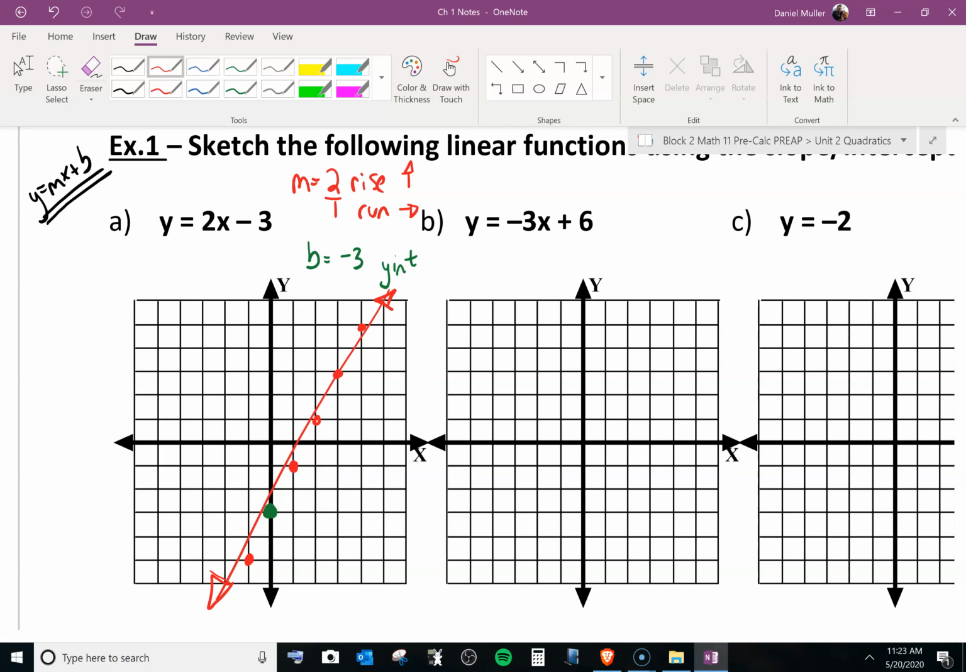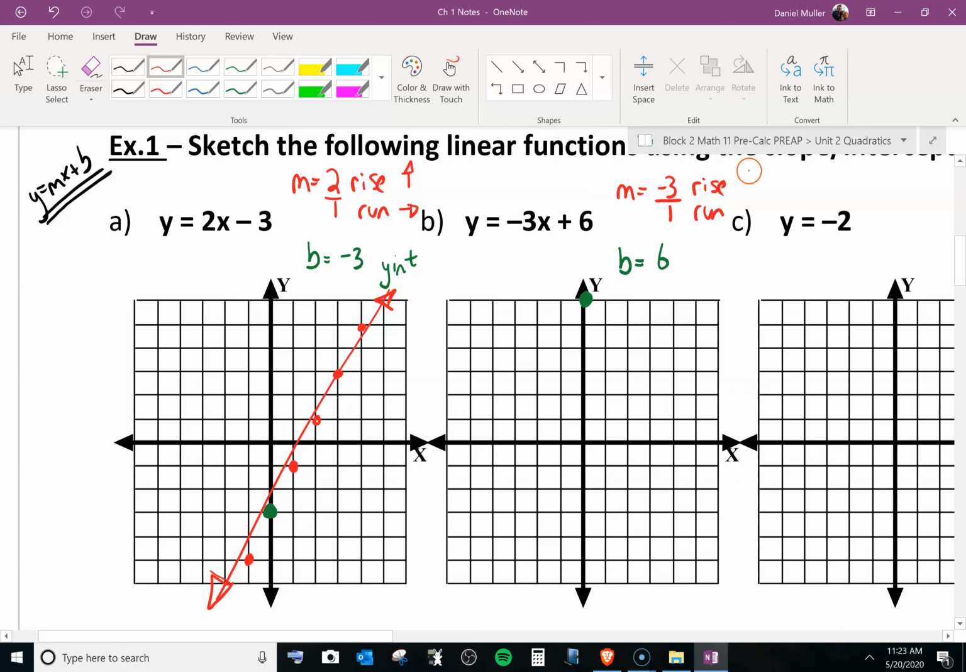Pretty straightforward. Start with the y-intercept, that was the green one, and then do the slope. So here our starting point, our y-intercept, would be 6. So I'm going to go 1, 2, 3, 4, 5, 6. My slope, my m, is going to be negative 3. I like to write that as a fraction, so I'm going to put negative 3 over 1. And this is our rise, and this is our run.